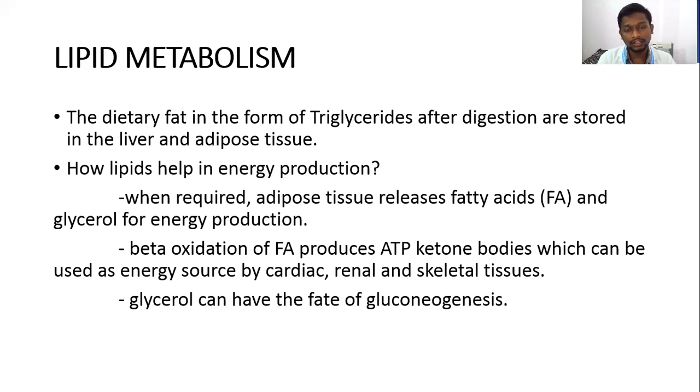And now this oxidation of fatty acids, called beta oxidation of fatty acids, occurs in the mitochondria in the liver, produces ATP, and then ketone bodies, which can be used as an energy source by cardiac, renal, and skeletal muscles. And glycerol can have the fate of gluconeogenesis.